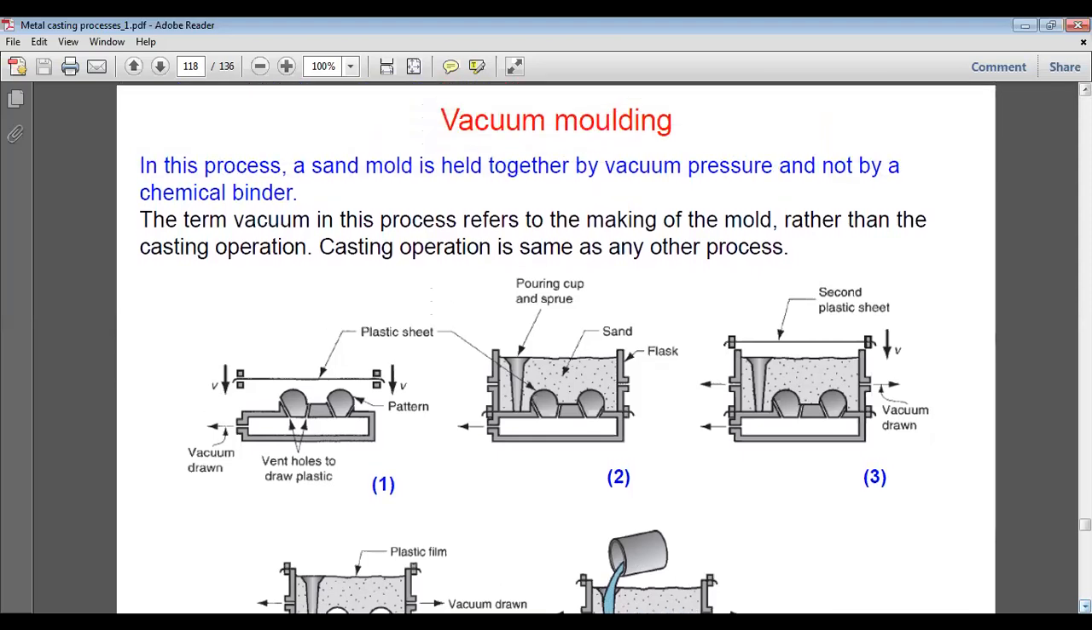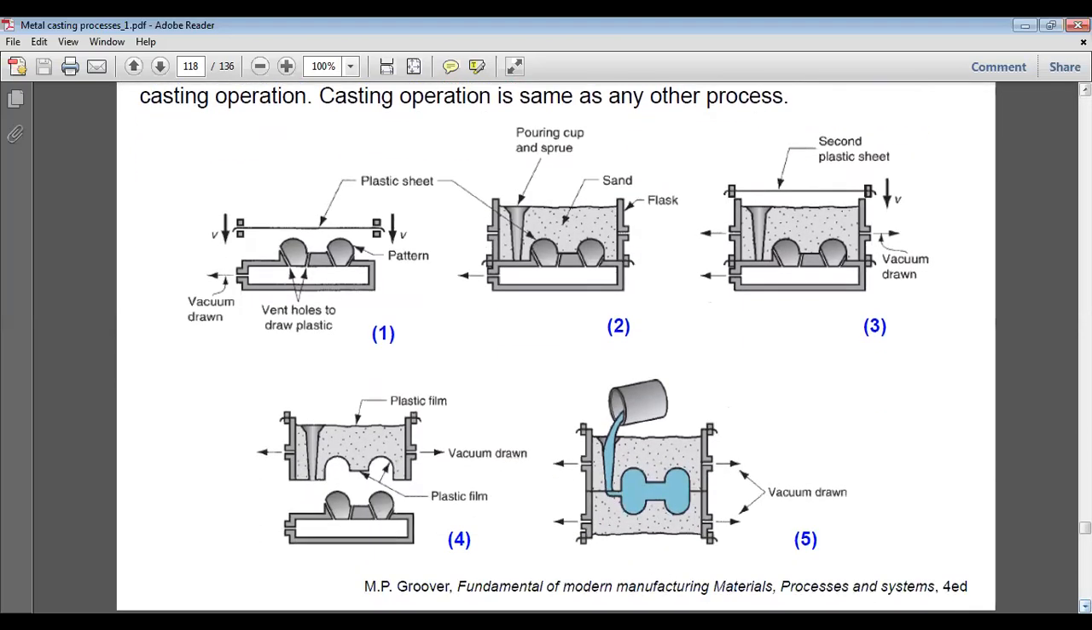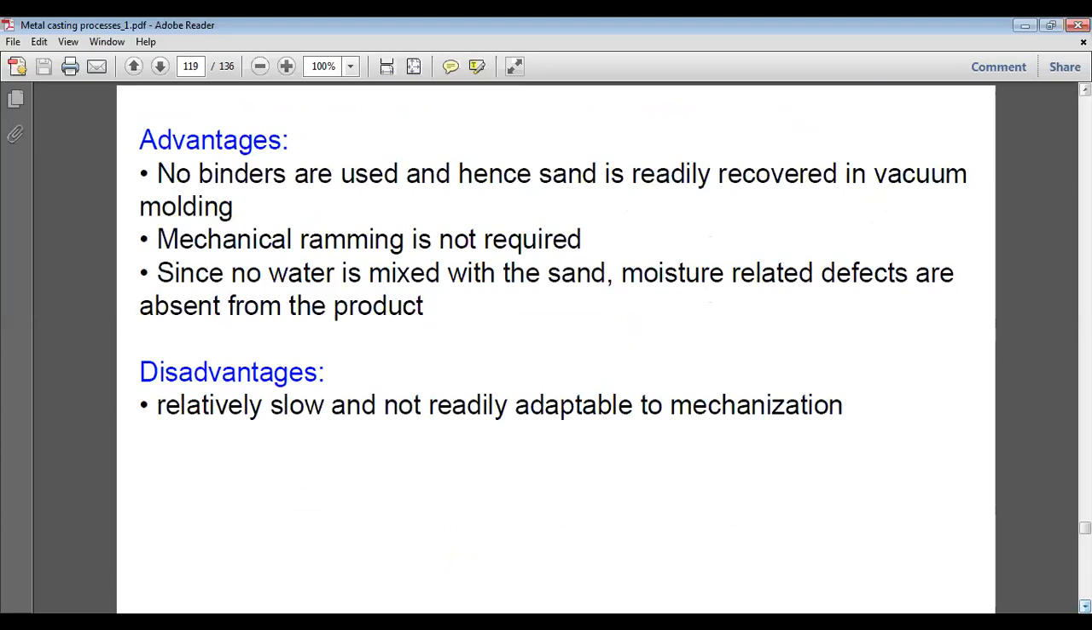So this is the basic concept of vacuum molding, and you can see the advantages. No binders are used, and hence sand is readily recovered in vacuum molding. Mechanical priming is not required. No water is mixed with the sand. Moisture related defects are absent. The disadvantage is it is relatively slow and not readily adaptable for mechanization.